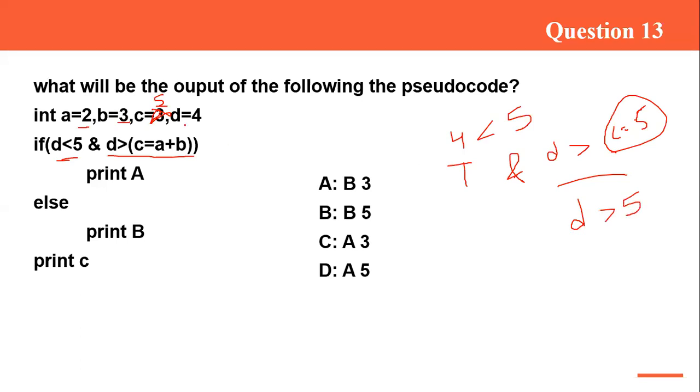So what is D? 4. 4 greater than 5. Is it true? False. Right. Now we have true and false. True and false means false. As the if is false, it will enter into else part. In else part, what is there? Print B. Capital B. That means just B we are printing. Let us check print C. What is C value? C value currently is 5. So we are printing B5. So the answer is option B. Got it?